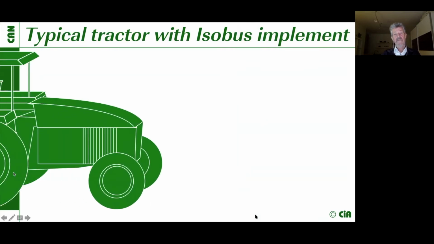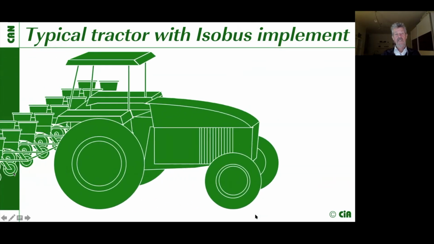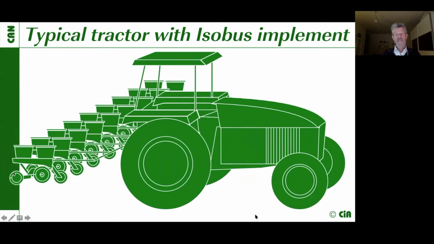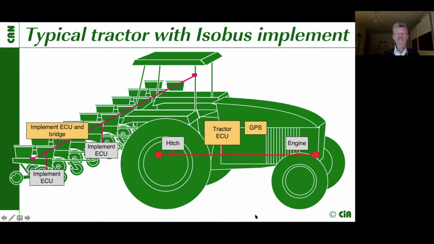So normally we have the tractor with an attached implement. We have then in the tractor the traditional J939 network for the engine, and we have a tractor ECU, and maybe we have a GPS system. In addition, we have in the implement, if this implement is more complex, also a network with different implement ECUs, and we have an implement ECU with bridge functionality to the Isobus.